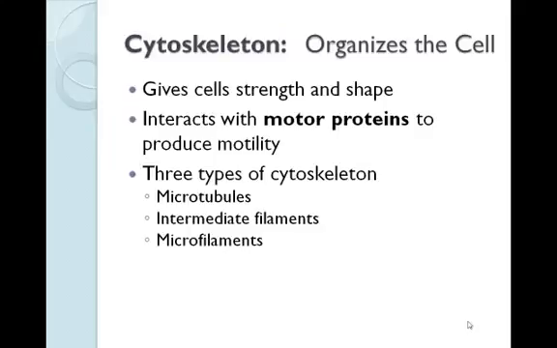Our next cellular structures are the cytoskeleton, the structures in the cell that keep it organized and give it strength and shape. Many of the cytoskeleton structures interact with motor proteins to produce motility, both inside and outside of the cell. There are 3 types of cytoskeleton: microtubules, intermediate filaments, and microfilaments.